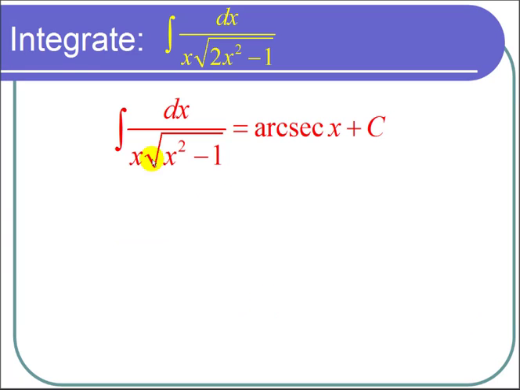So remember that the integral of dx over x times the square root of x squared, notice no 2, minus 1, is the arcsecant of x plus c. So we want to deal with this 2x squared.